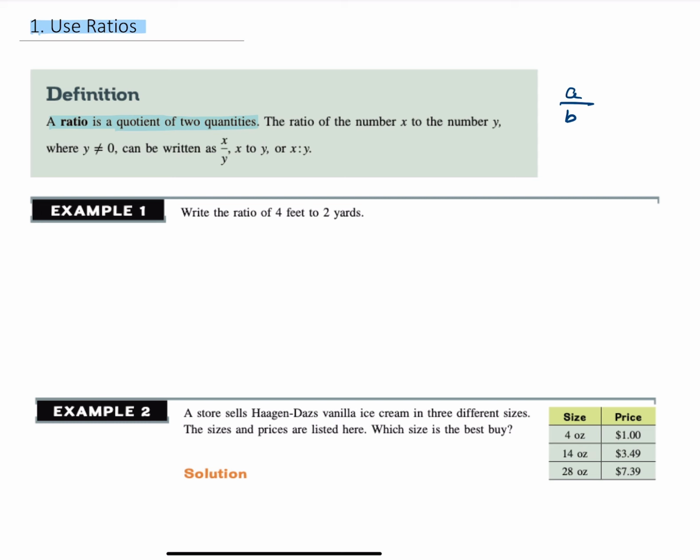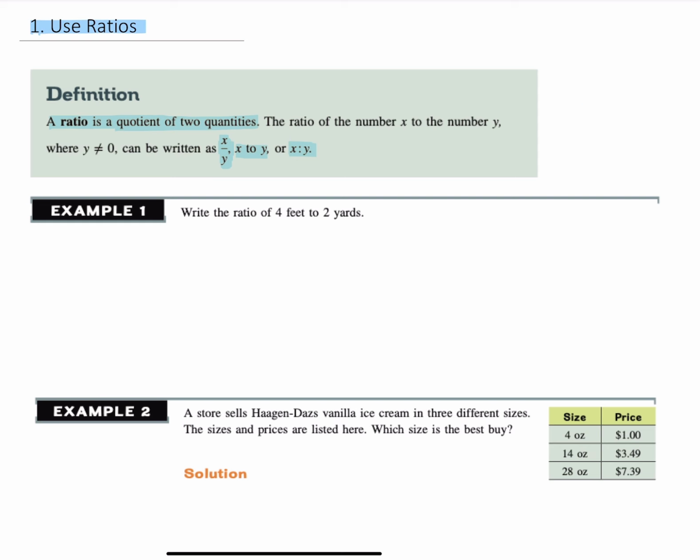One is as a fraction, so they say the ratio of the number x to the number y, where y is not equal to 0, so that's just the side condition, can be written as a fraction, x over y. This is why y can't be equal to 0, because we would be dividing by 0 there. You could write it out verbally as x to y, like what's the ratio of something to something. Or you might see it like this, x and then with the colon y ratio. Sometimes you see like betting odds in that kind of format.